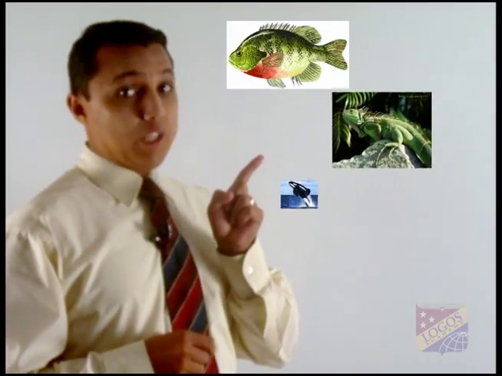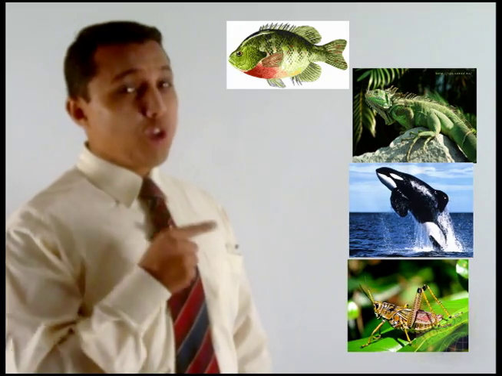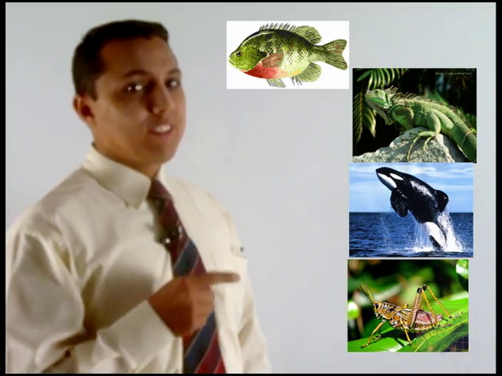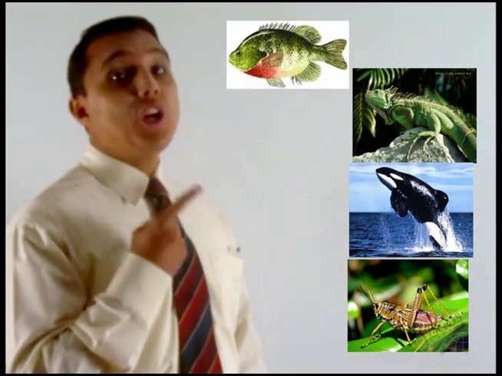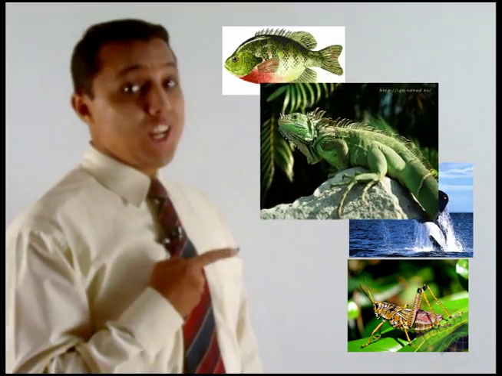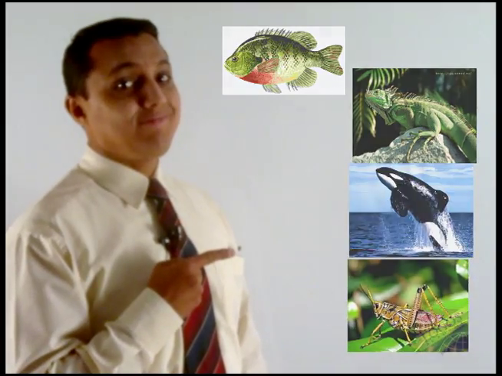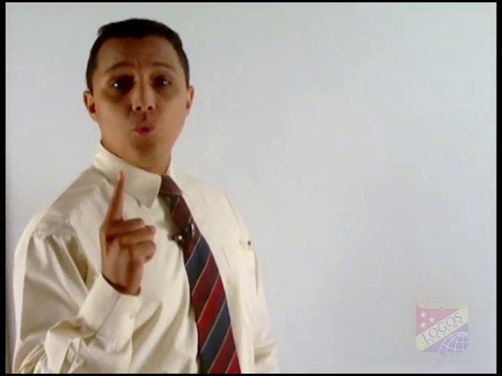Take a look at these pictures. Do you know what these are? You're right. There's a fish, a whale, an iguana, and a grasshopper. What aspect am I going to consider for grouping them? The first one will be the place where they live.